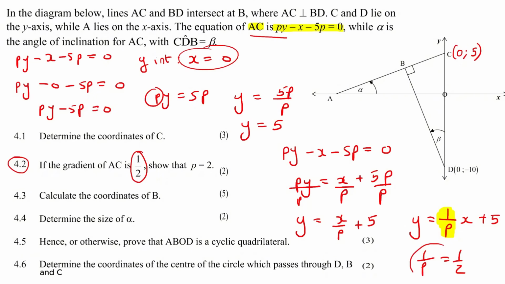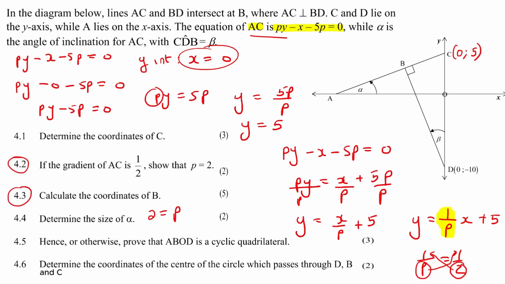So from this, we can immediately say that p is 2. But if you want to solve it, you can use cross multiplication. So that would go there, and that would go there. So you're going to end up with 2 equals p. Okay, and that's what they wanted.